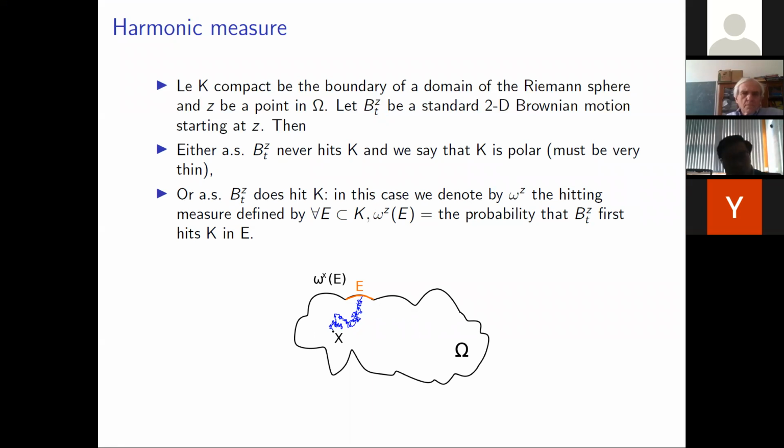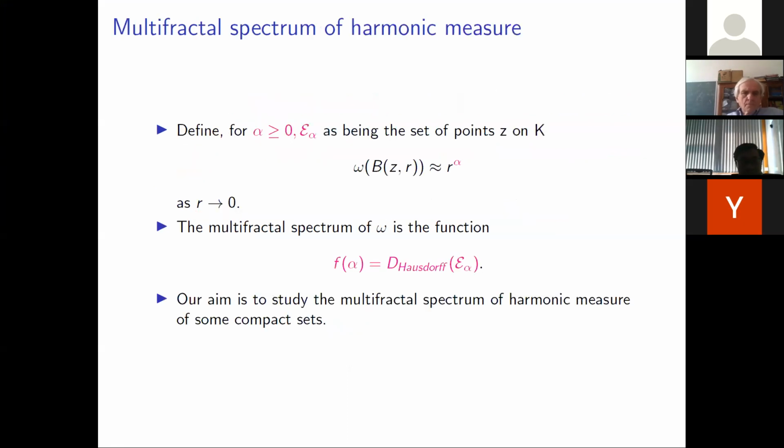So in other words, we can say that the harmonic measure is the hitting distribution of Brownian motion on K. So is it interesting to study the geometry of this measure? Well, one way to do that is to consider a function which is called the multifractal spectrum of the harmonic measure.